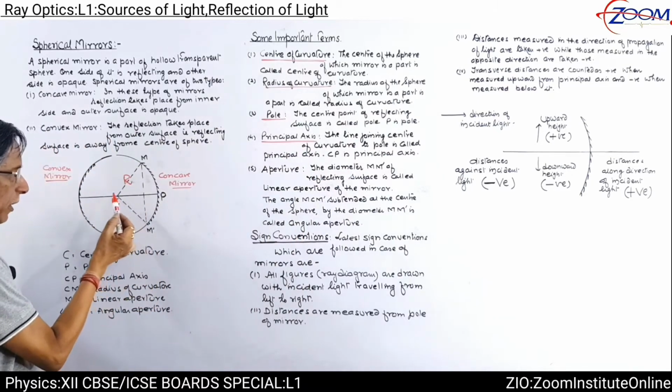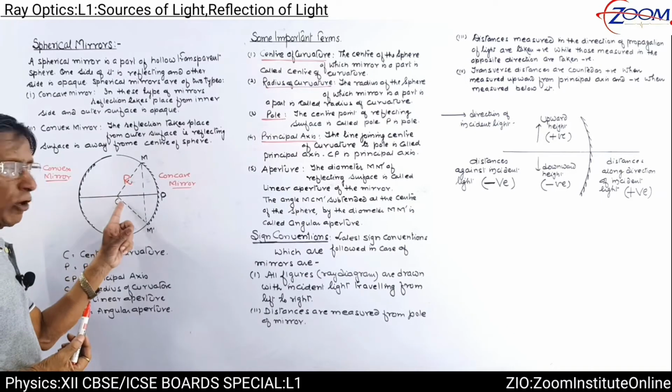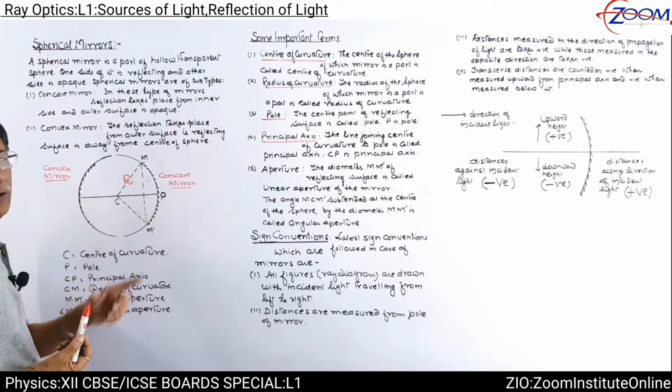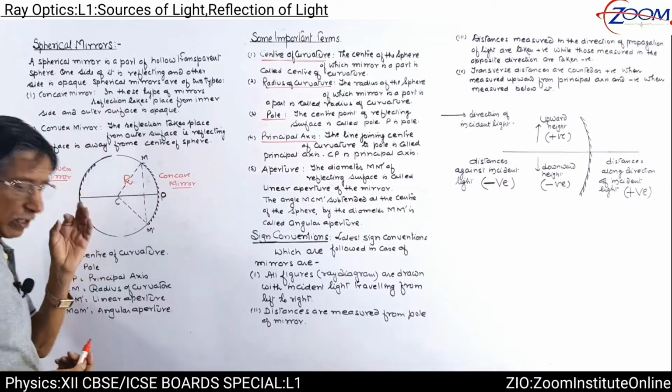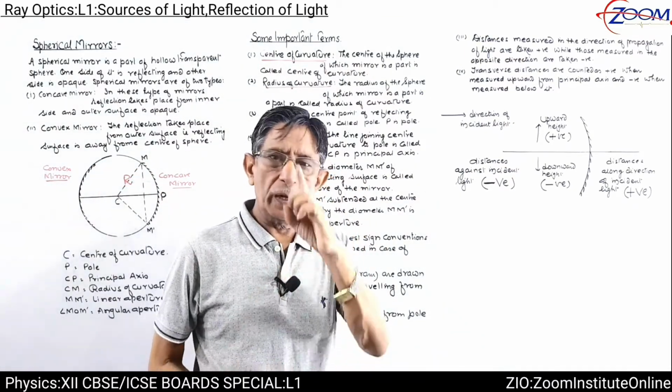The line joining the center of curvature with the pole. The line joining the center of curvature to the pole is called the principal axis.